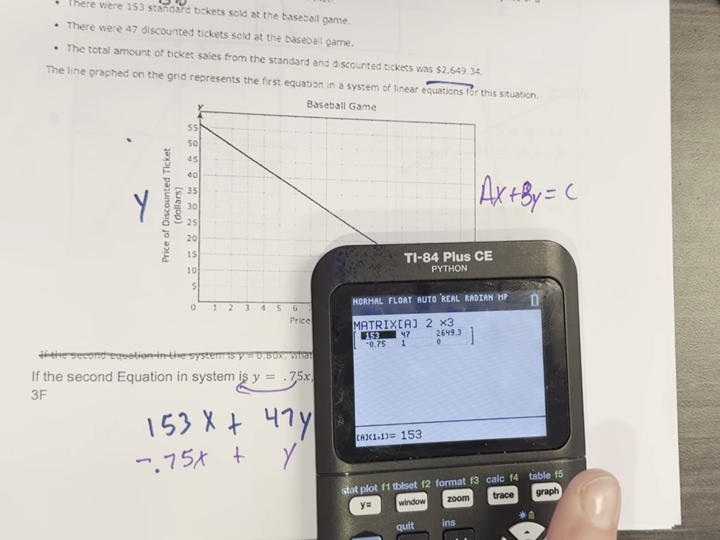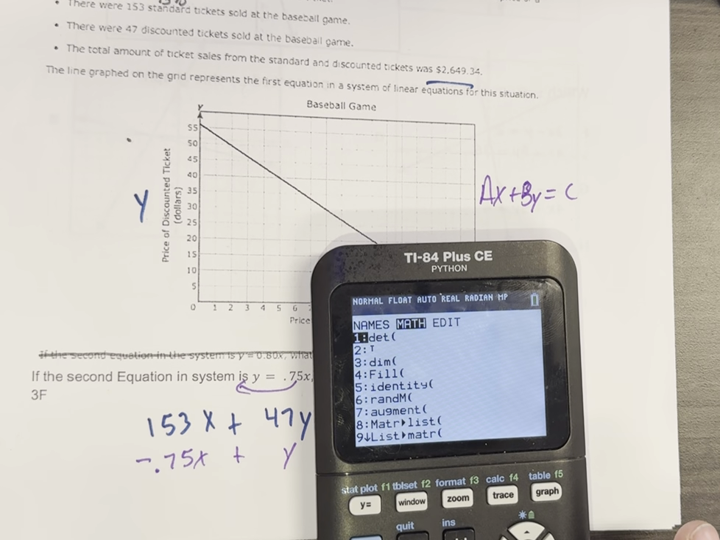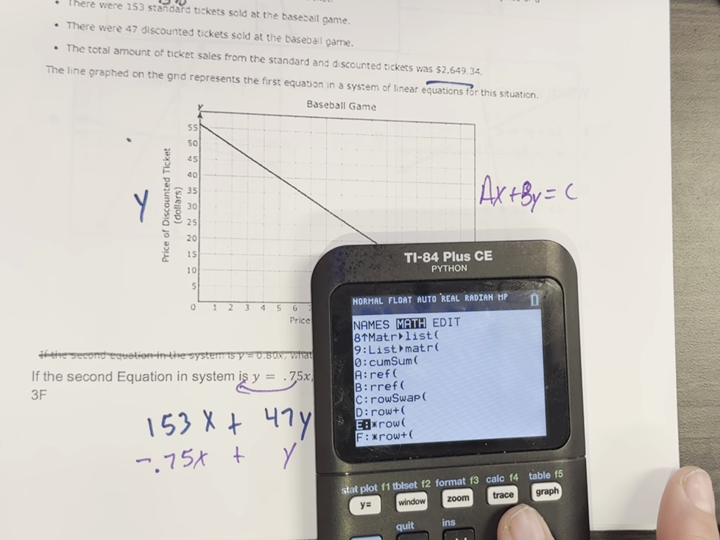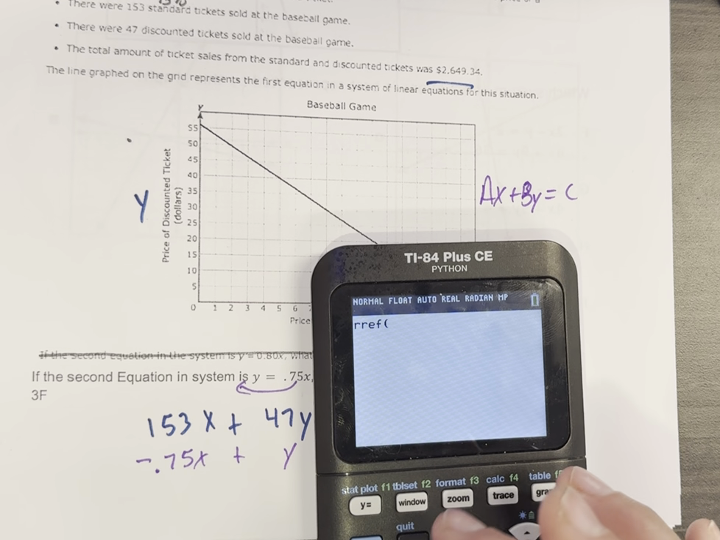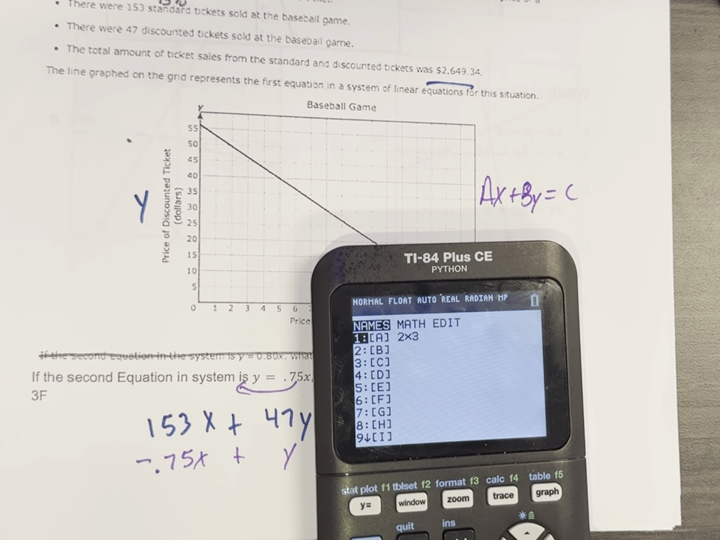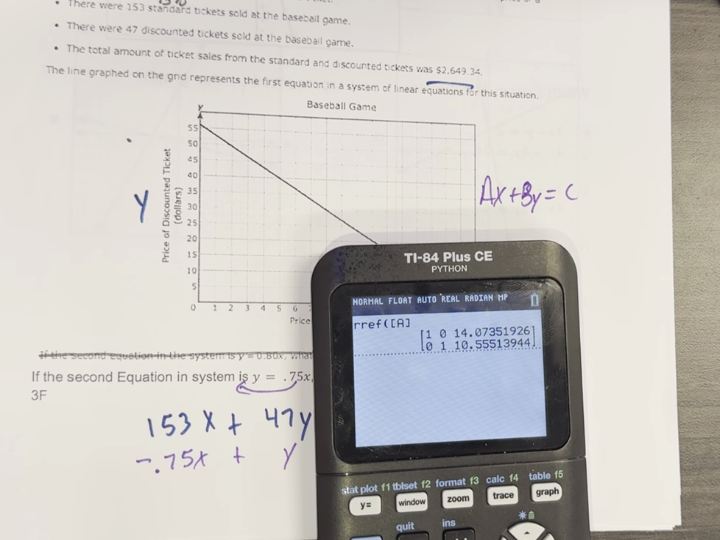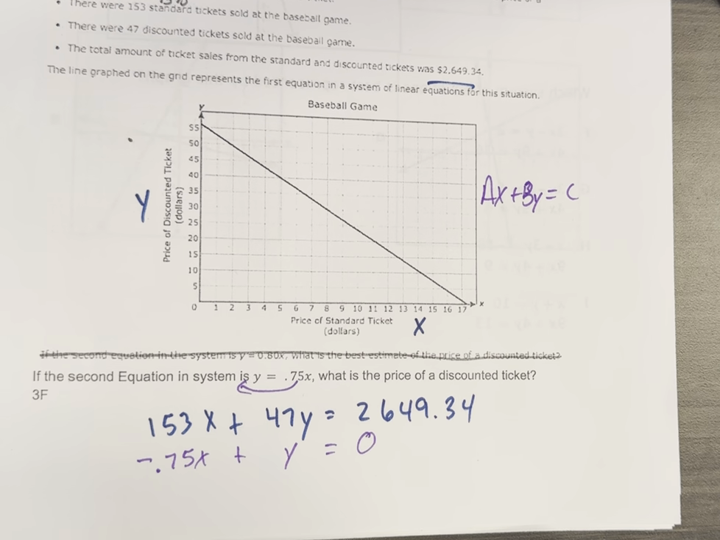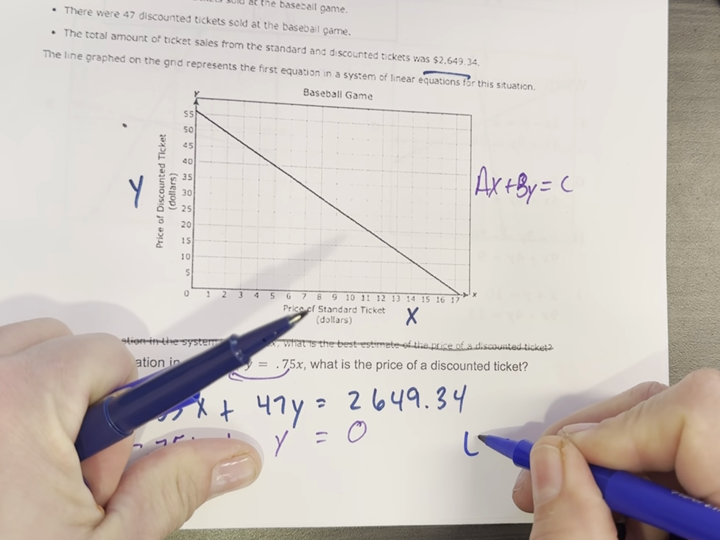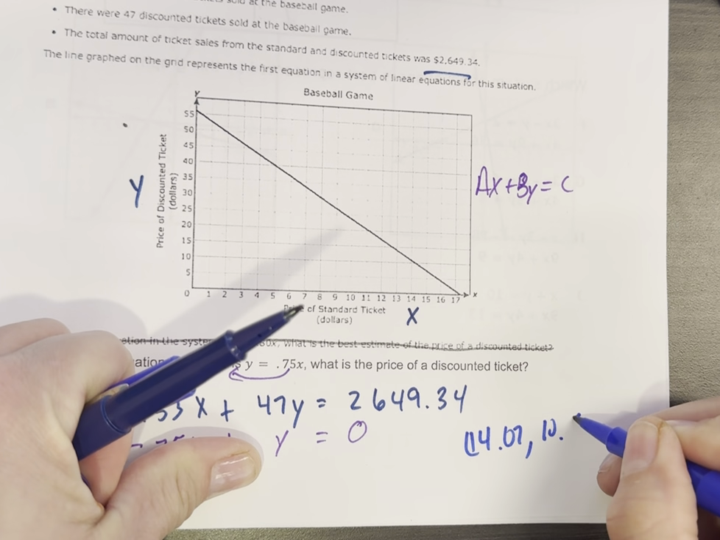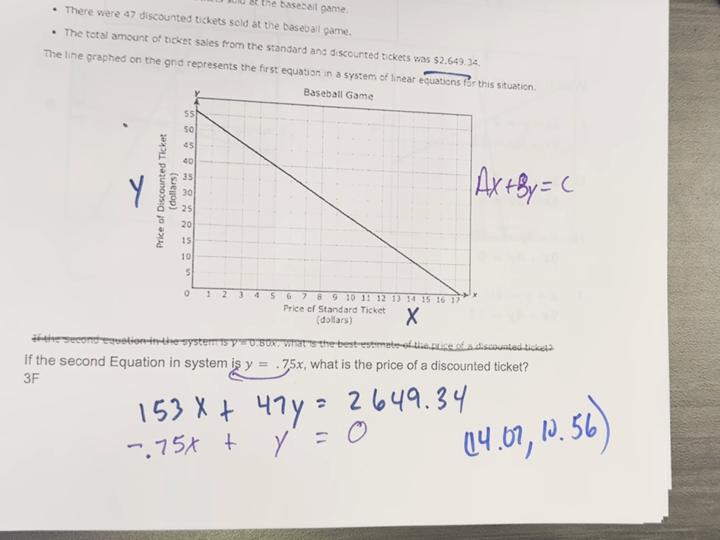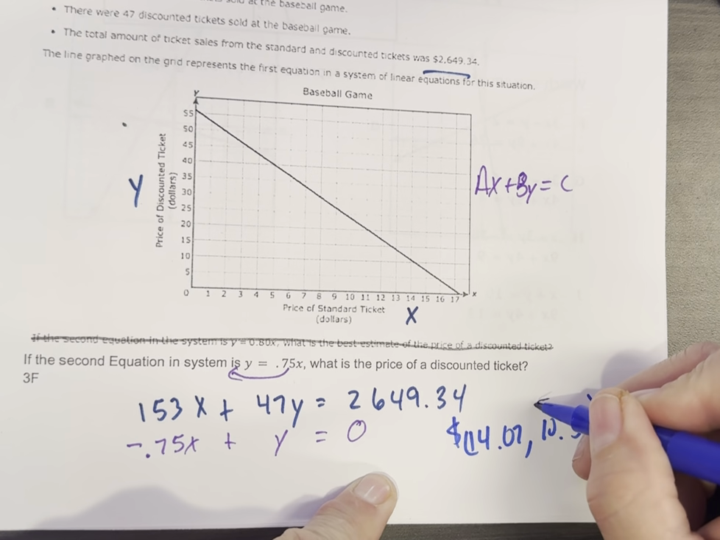So once you get them all entered, you do second quit. Then go back to second matrix, math, and to B, which is RREF. And then you have to tell which matrix you want it to reduce. Second matrix A is where that is. And so we end up with our ordered pair being 14.07 and 10.56, rounded to the nearest hundredth, because they are money.